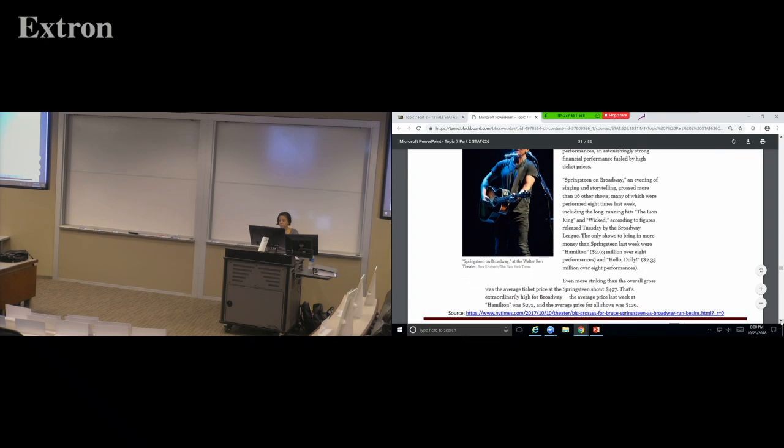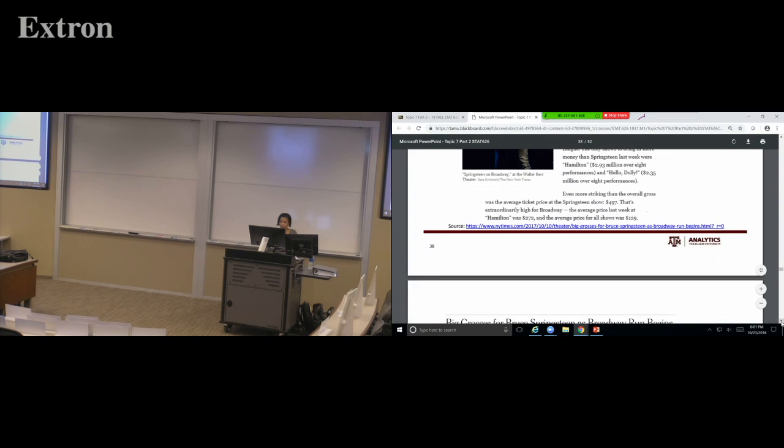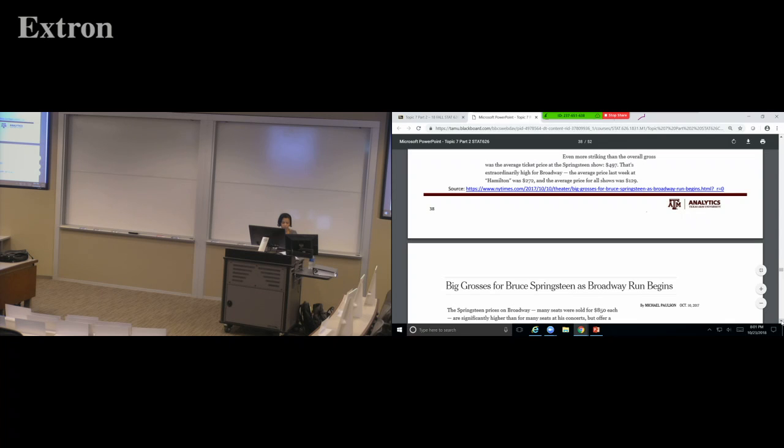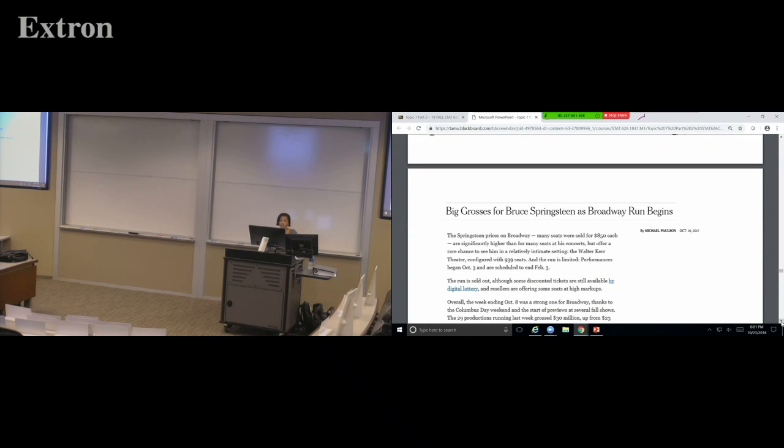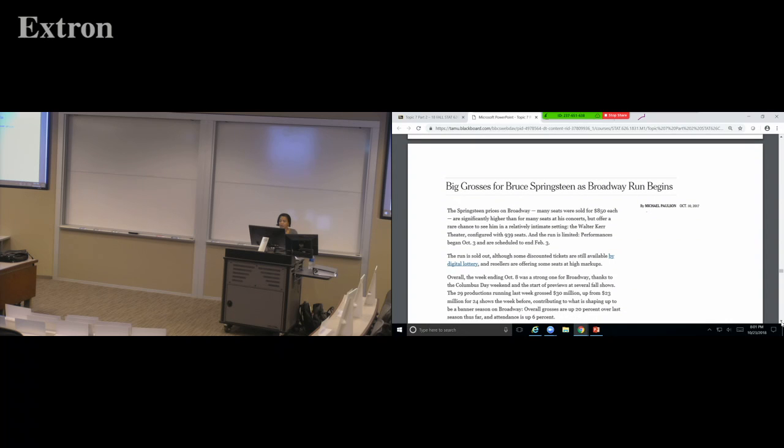The average ticket price at a Springsteen show was $497, which is extremely high when the regular average price for a show on Broadway is $129. People always say Hamilton tickets are super expensive, so the Hamilton average price is $272. So Springsteen is almost doubling what most people consider an expensive show. The average price was $497. Many of the tickets for Bruce Springsteen were sold for $850 each. So that's crazy expensive.